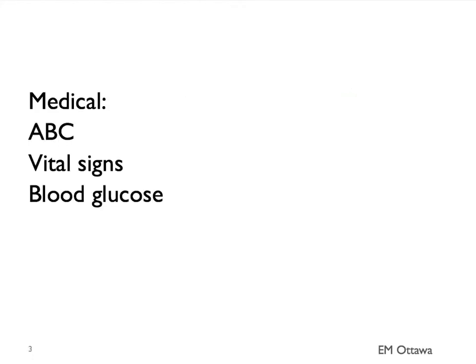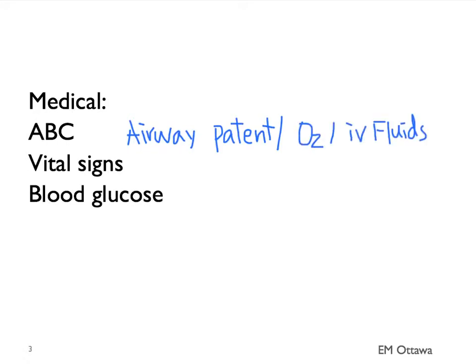We need to start with patient's ABC. We need to make sure the patient's airway is patent. They're oxygenating and ventilating properly, and they're given IV fluids if they're hypotensive. A set of vital signs should be done, including a bedside blood sugar, as we know earlier that hypoglycemia is a cause for acute agitation.